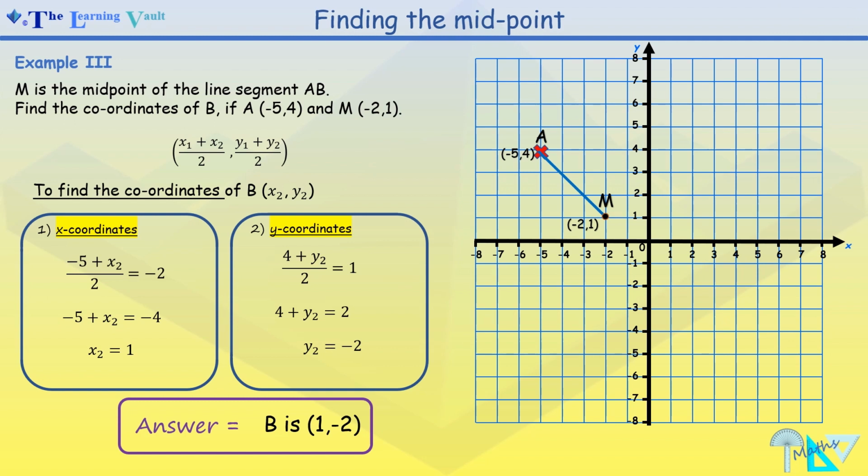Now, still on example 3, from the diagram, let's see how many moves we make horizontally and vertically to point M from point A. It takes 3 moves to the right and then 3 moves down to get to point M. Therefore, we're going to take the same move to find point B. So we take 3 moves to the right and 3 moves down, and we'll get the coordinates of B as 1 and -2.